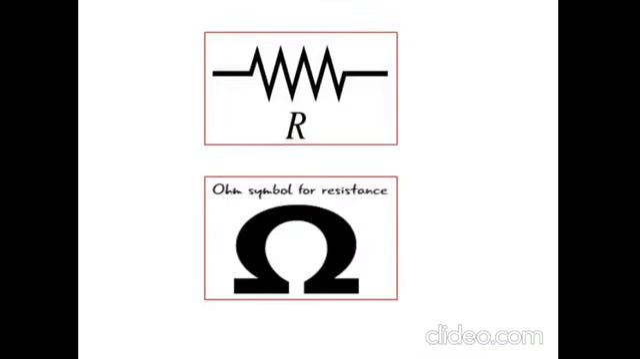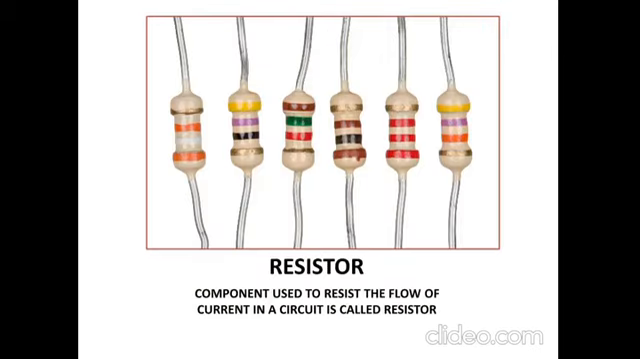As you all know, resistance is represented by capital R. Its SI unit is ohm, represented by the omega sign. In a circuit, resistance is represented by this symbol. These tiny components used to resist the flow of current in a circuit are called resistors.